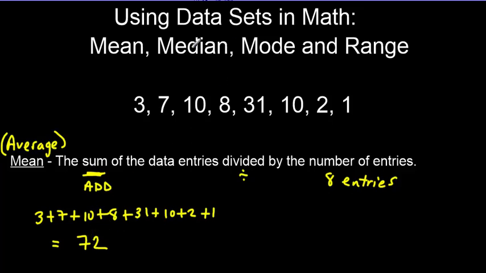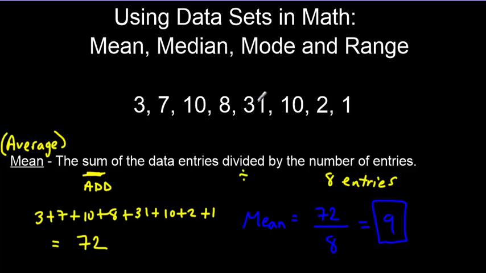And now we're going to take the sum. So we'll say here the mean is the sum divided by the number of entries. So 72 divided by 8 is 9. Okay, so the average is 9.